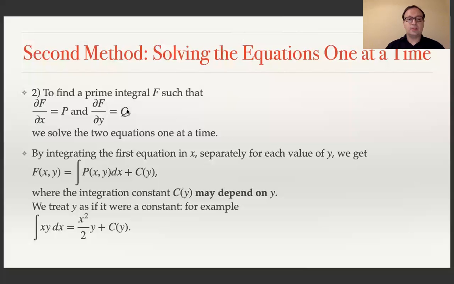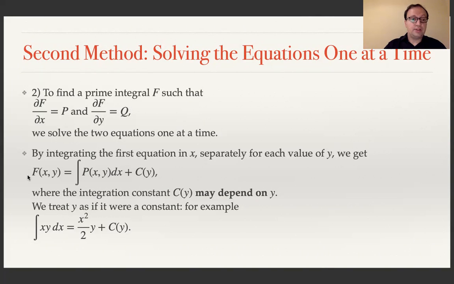The next method, and the one that I prefer, is in order to find a prime integral capital F for an exact equation. So in order to solve these two equations, partial f over partial x is equal to p and partial f over partial y is equal to q, instead of using the line integral, we can actually solve these two equations one equation at a time. So first we solve the first equation, partial f over partial x is equal to p.